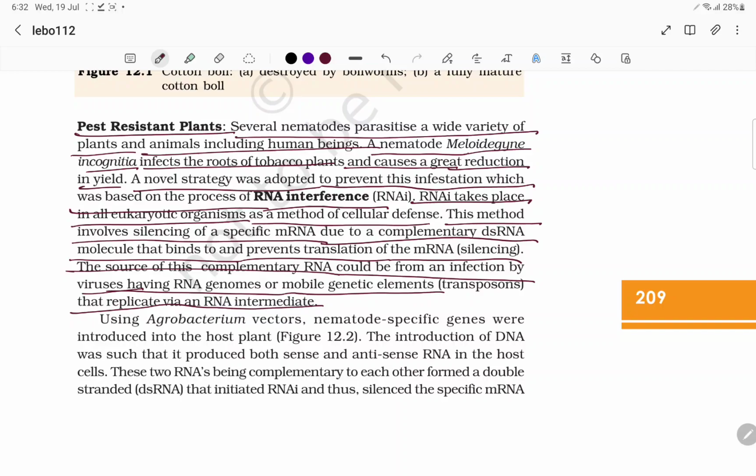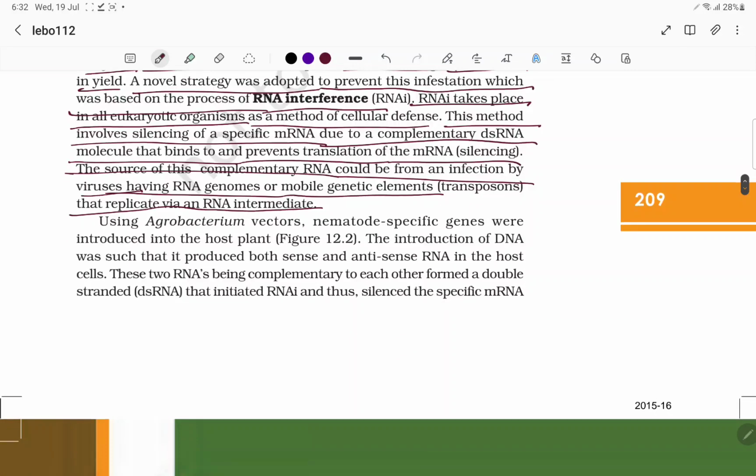So here the RNA could be from an infection. So this complementary RNA could be from an infection by a virus having RNA genomes or mobile genetic elements. We call those transposons, which replicate via an RNA intermediate.